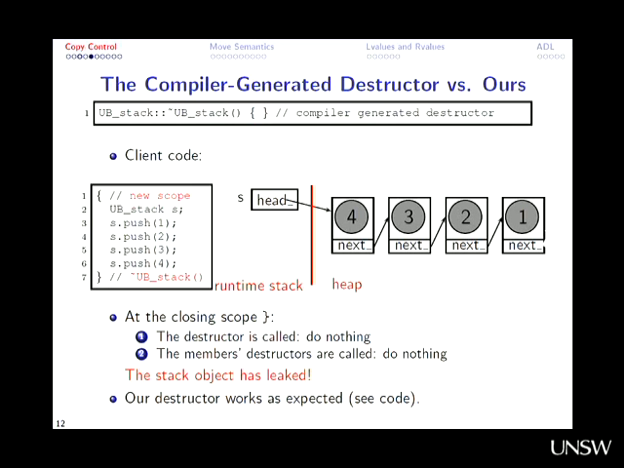The stack destructor, if I can find it again, there it is. A stack destructor calls the very top of our linked list and says delete on that. The very top node on the linked list says delete the next thing in the linked list, and so on and so forth. Okay? So this works. So the compiler-generated destructor, because we're using dynamic memory, doesn't work. Leaks memory. Ours does.